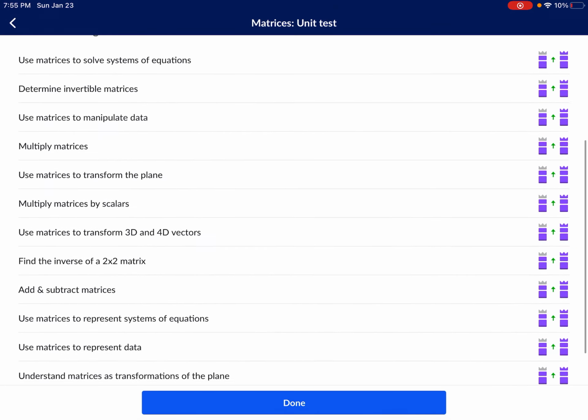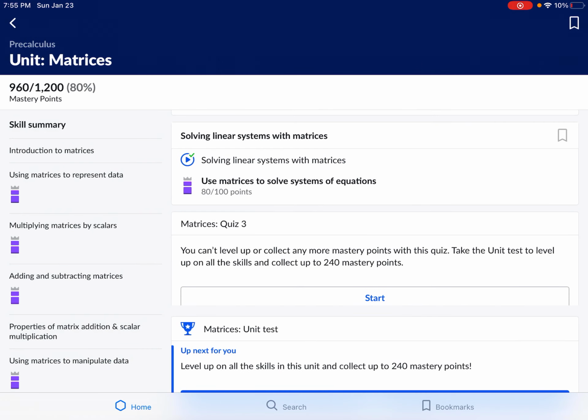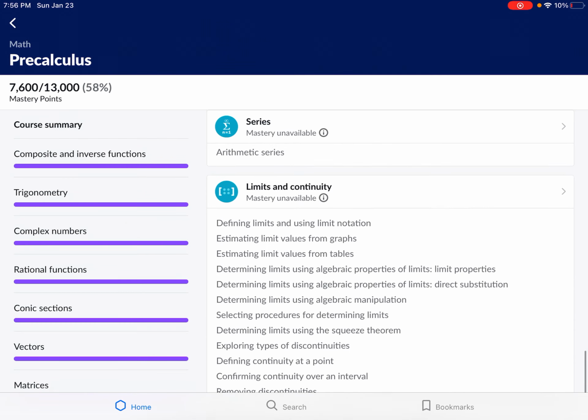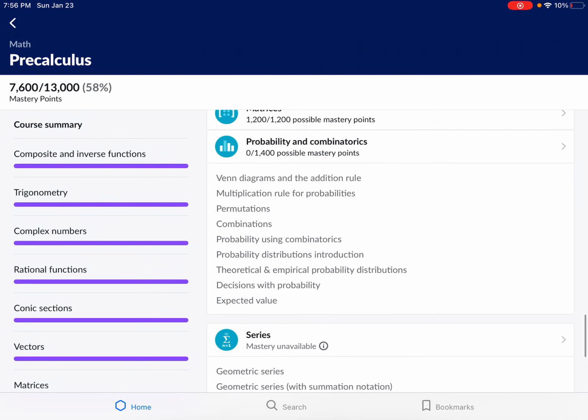Very good. And that's the matrices unit test. We have just 3 units left. Limits and continuity is a long one.